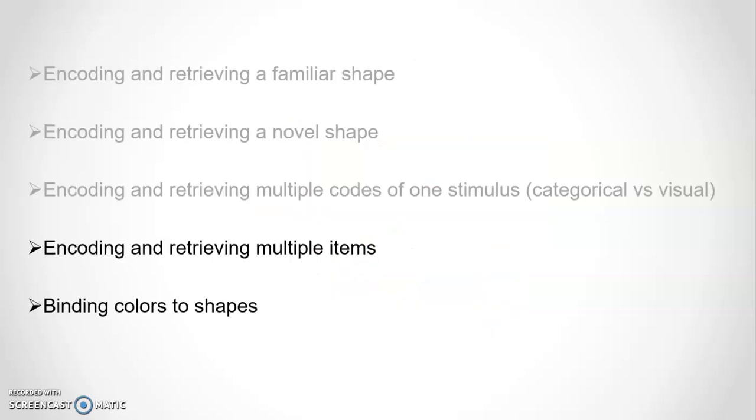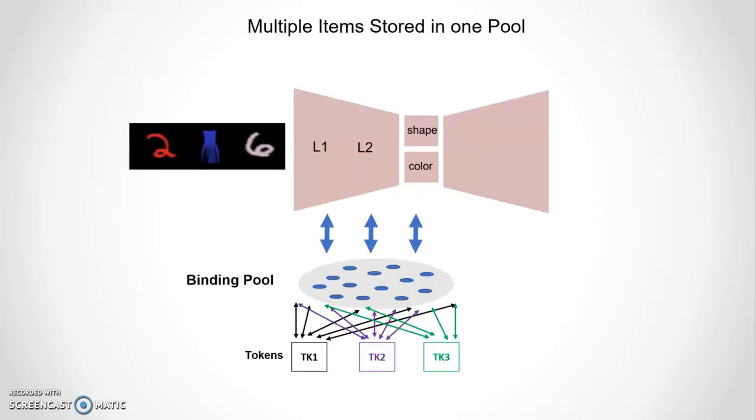So far, we showed how one item is stored in the binding pool, but using the tokens, we can also store multiple items in memory. This is an example of multiple items being encoded in the binding pool, with each token being associated with one of the items.